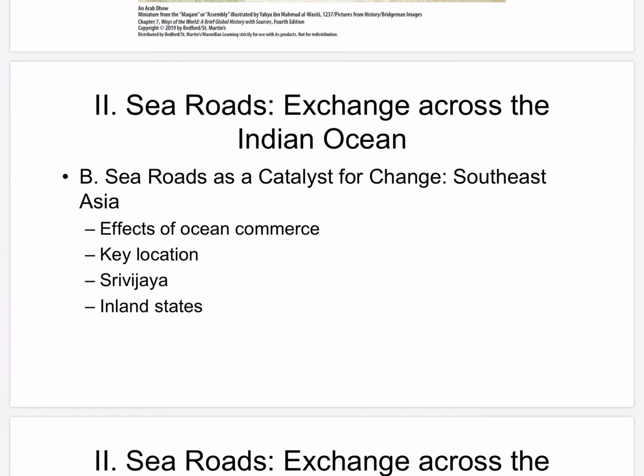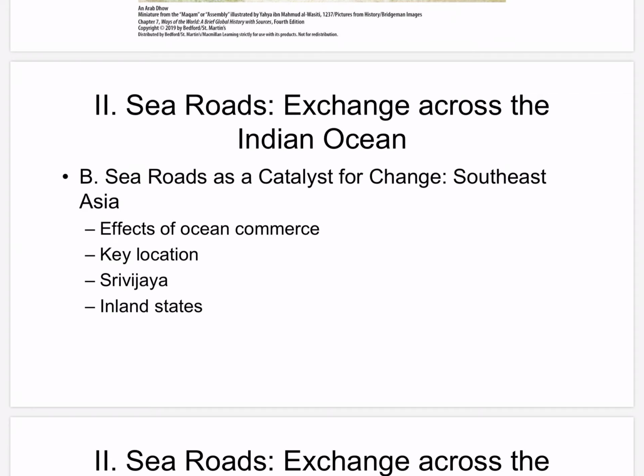All right, sea roads as a catalyst for change, Southeast Asia. Ocean commerce transformed Southeast Asia and East Africa. Trade stimulated political change, and there was an introduction of foreign religious ideas. Southeast Asia was located between China and India, which made it very important. The Malay sailors opened an all-sea route between India and China through the Straits of Malacca around 350 CE, and it led many small ports to compete to attract traders.